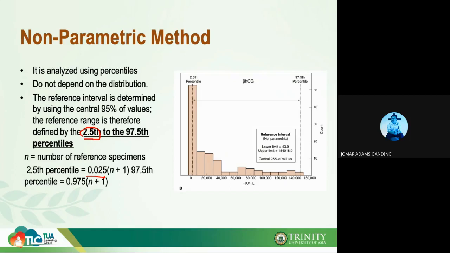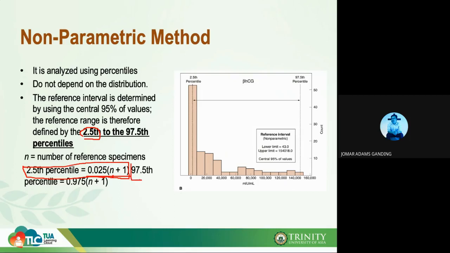So you would now divide it. Take for example 0.025 times n, where n is the number of reference interval plus 1. So always remember the plus 1. This is for the 2.5 percentile, your lower limit. And for your 97.5, that is now your upper limit.